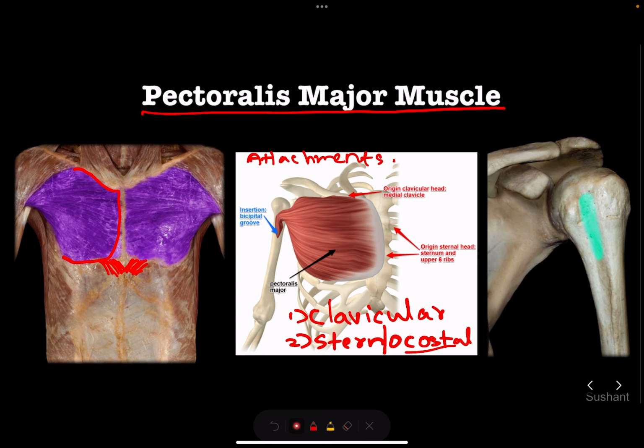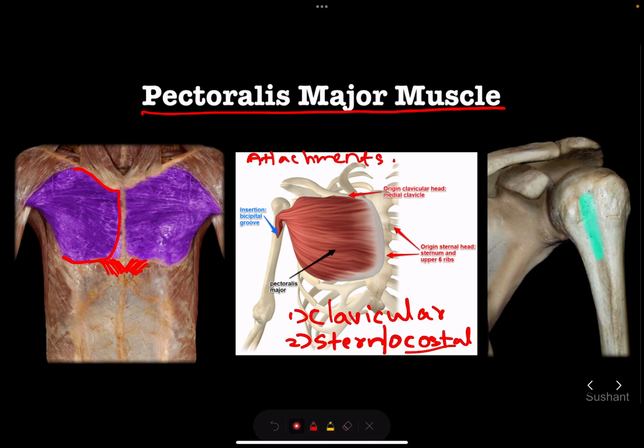It passes in this direction, the fibers. And the fibers converge here, forming two layers. So the insertion is referred to as bilaminar. So what is this bilaminar? A few fibers of the pectoralis major form one layer, and the remaining fibers form another layer.